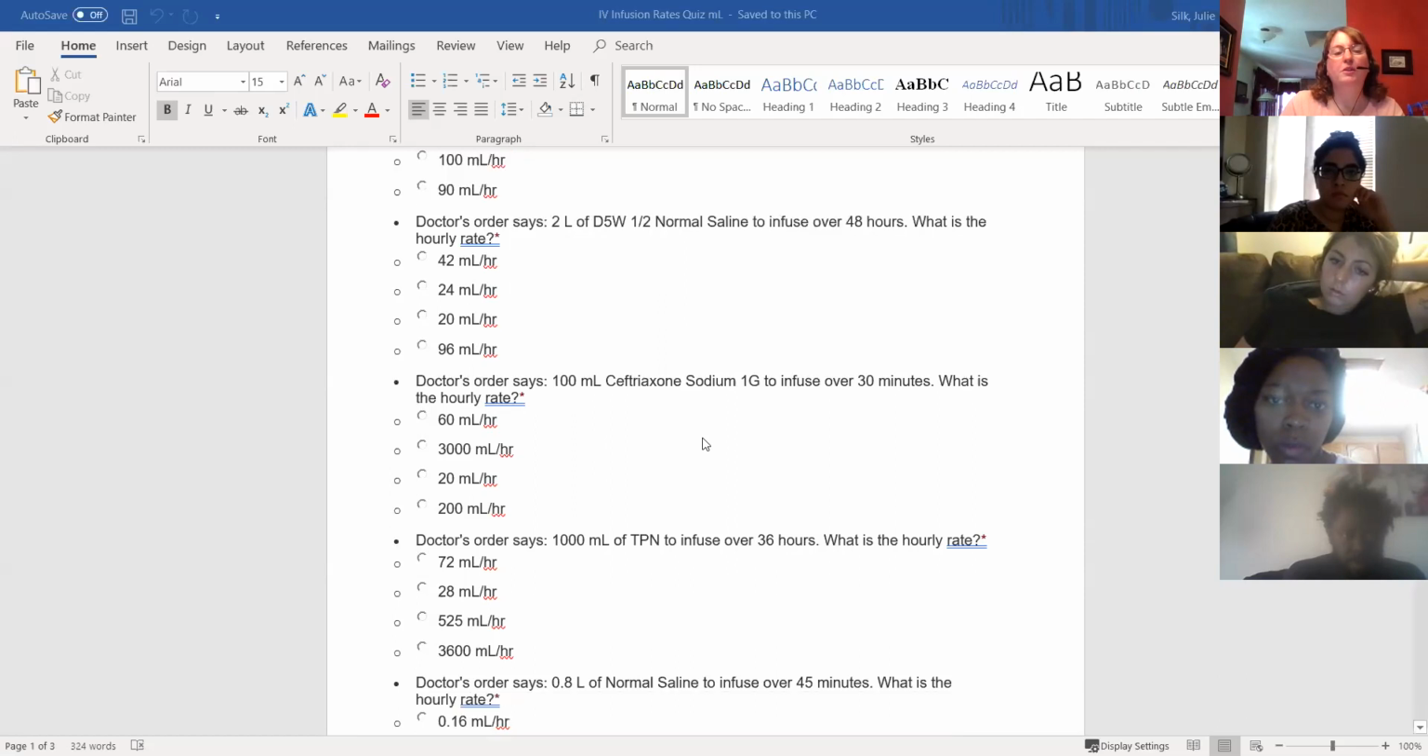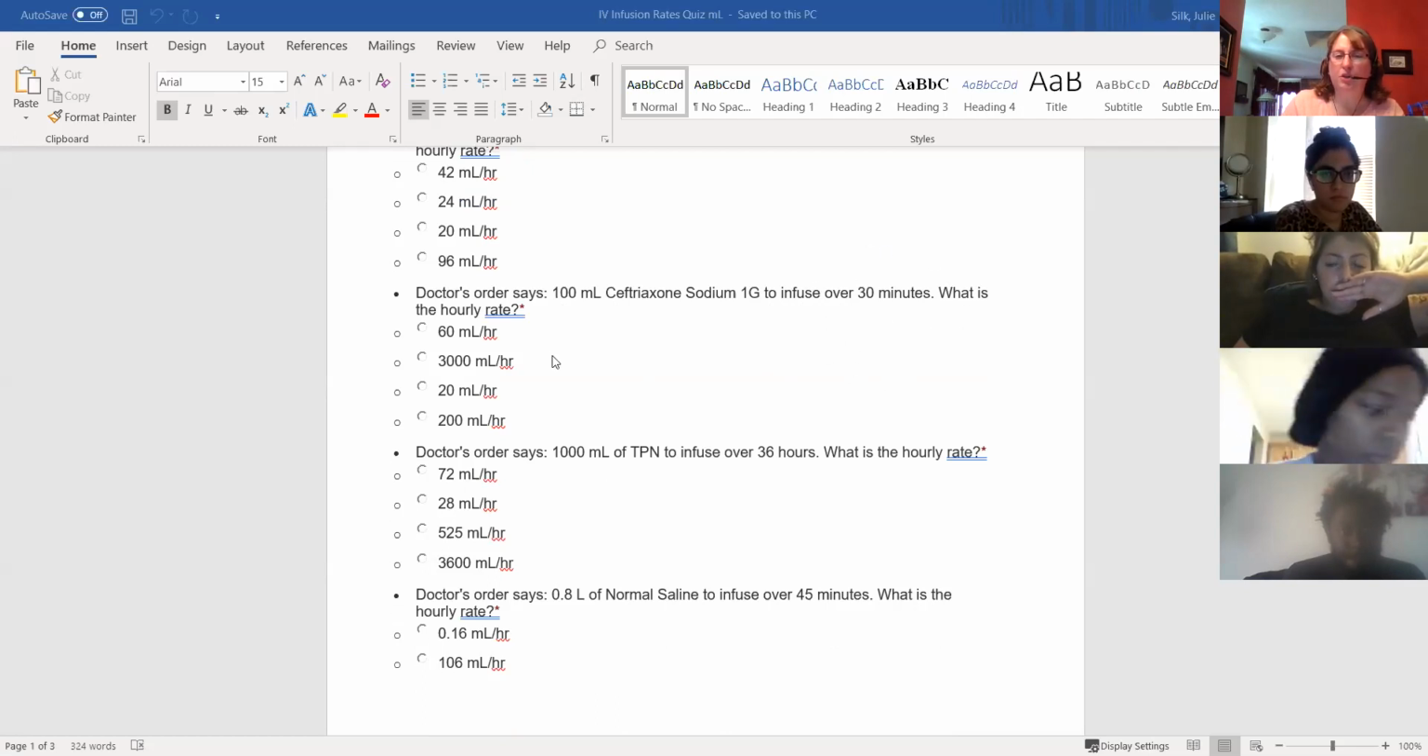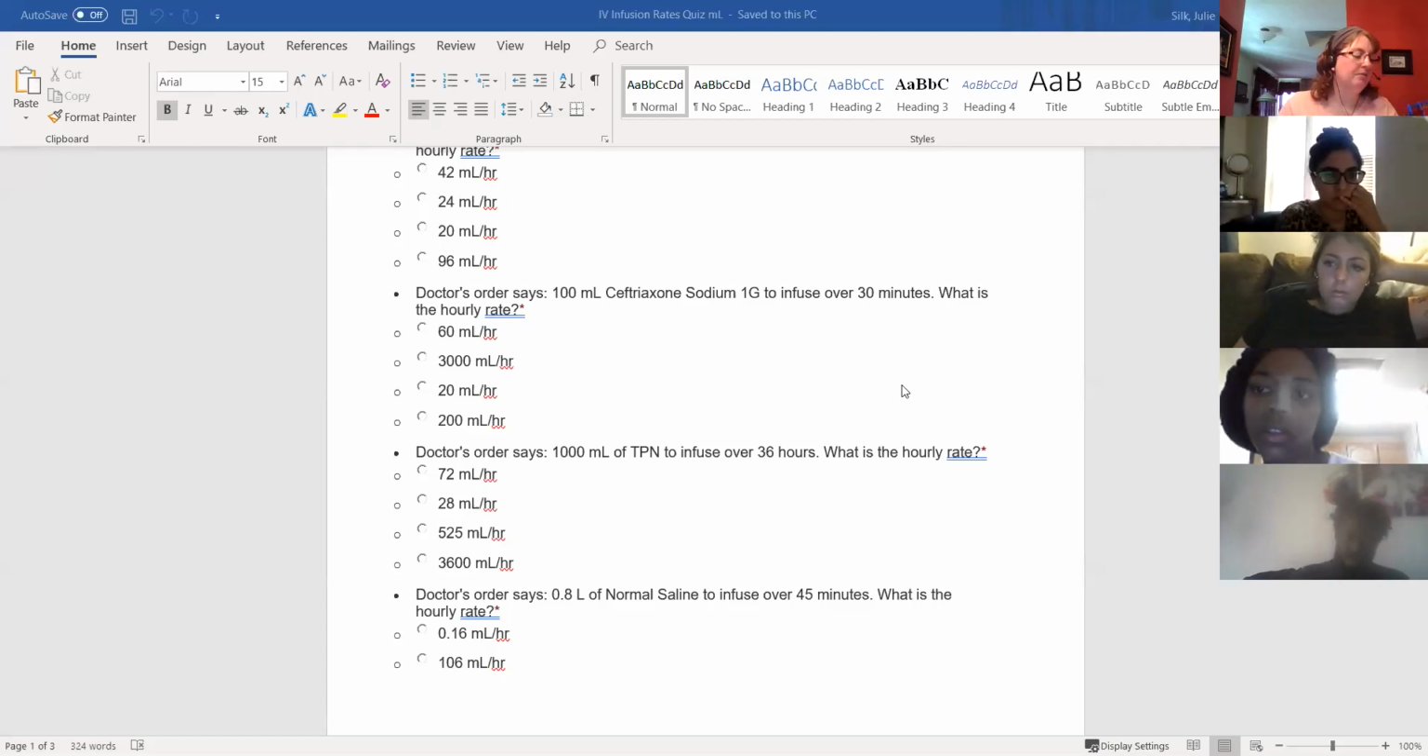So in the third one, let's look at that for a second. 100 milliliters of ceftriaxone to infuse over 30 minutes. So this is in minutes, that's what our problem is. So we need it to be in hours, because remember, we're trying to get to milliliters per hour. So you need to convert 30 minutes into hours. So how do you do that?